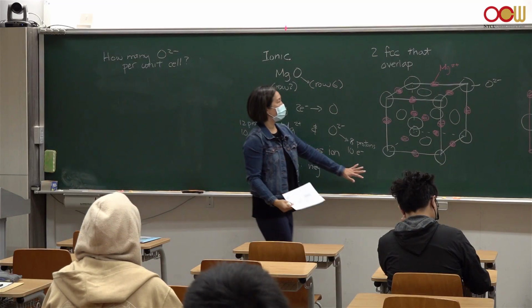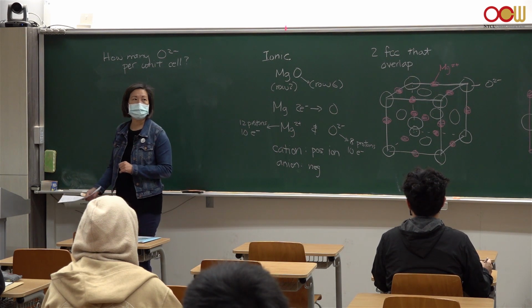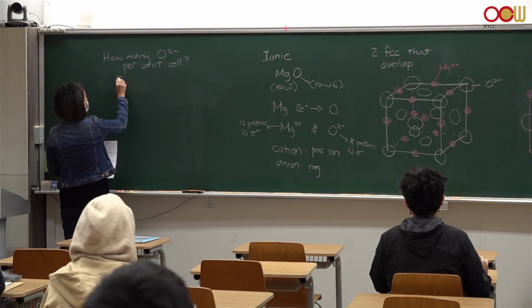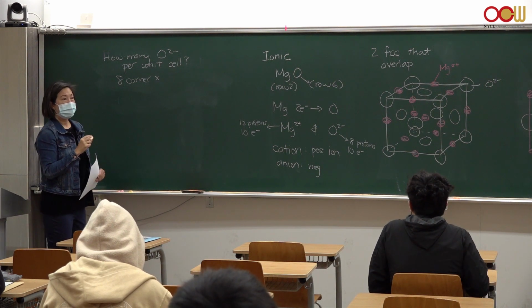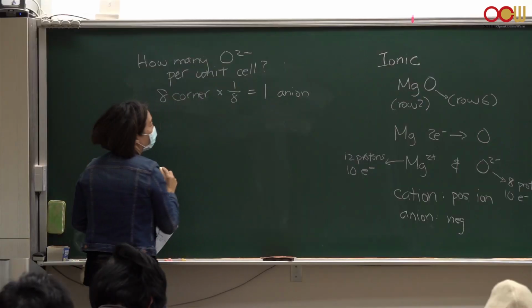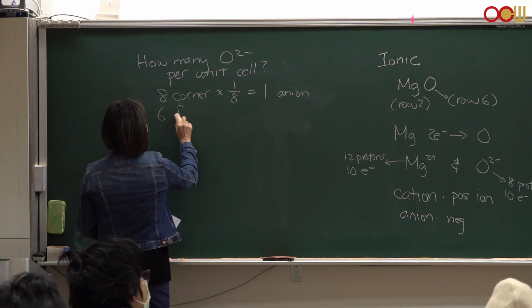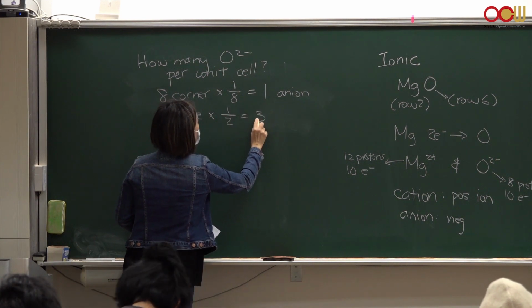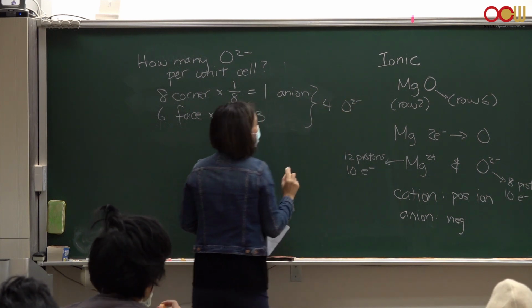Let's use this one as our reference. How many oxygen anions do I have in that unit cell? How many corner atoms do I have? Okay, 8 corner. Each corner atom is shared by how many unit cells? 8 other ones, yeah? Okay. And then I have how many face-centered atoms? Each face-centered atom is shared by 2. So I have 3. So I have a total of 4 oxygen anions.